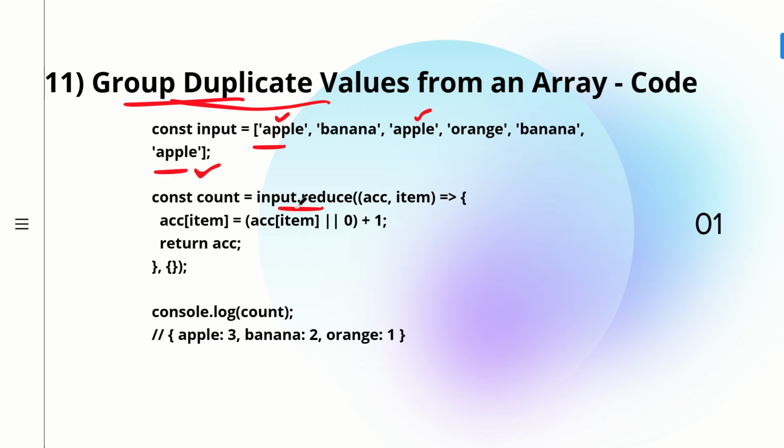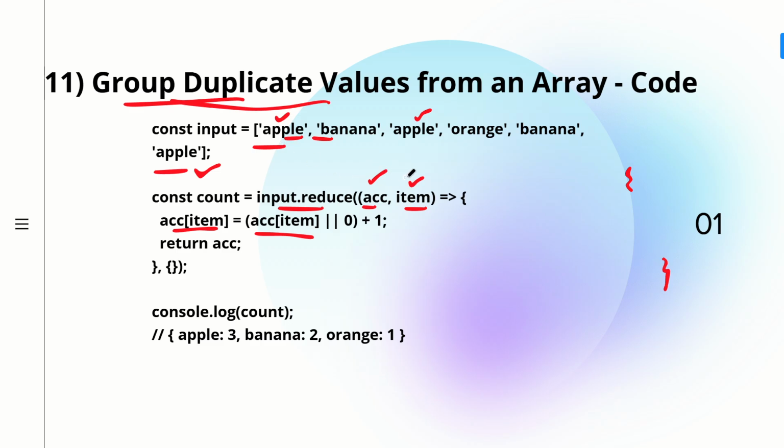So you are just writing input.reduce, and then you have accumulator and you have item. The accumulator is what you will be returning, and item is nothing but the individual items of the array. Okay, then we have accumulator of item is equal to accumulator of item or 0, plus 1. So how does it work? Let us suppose this is our accumulator.